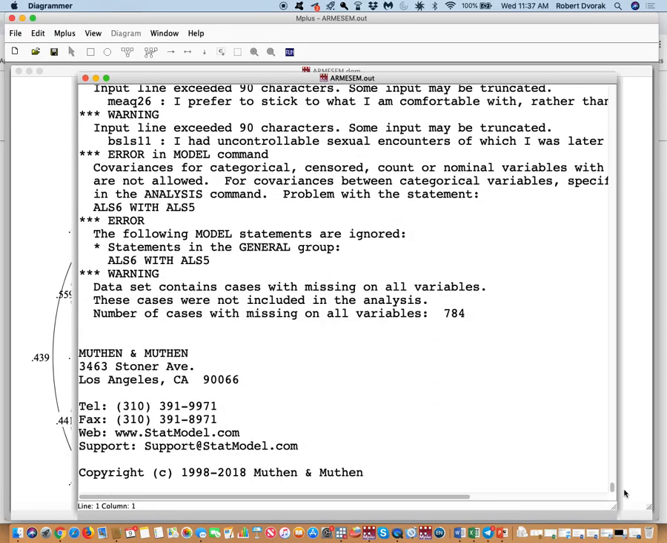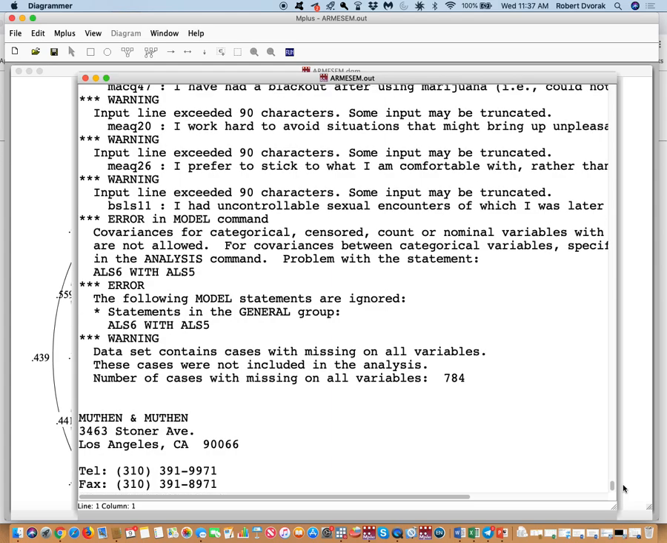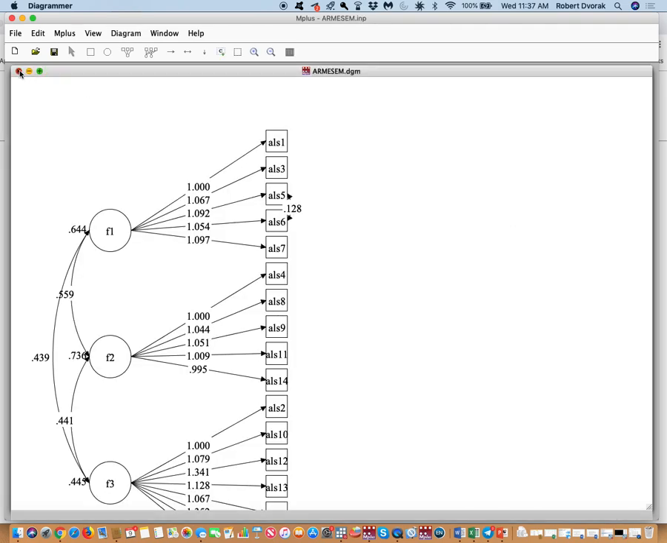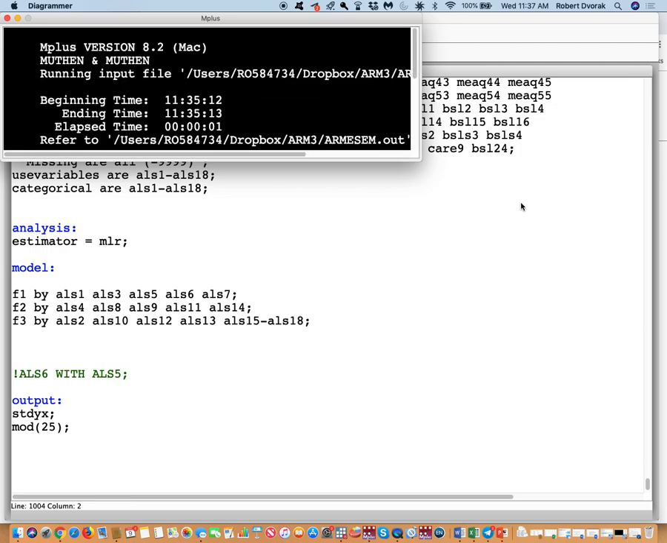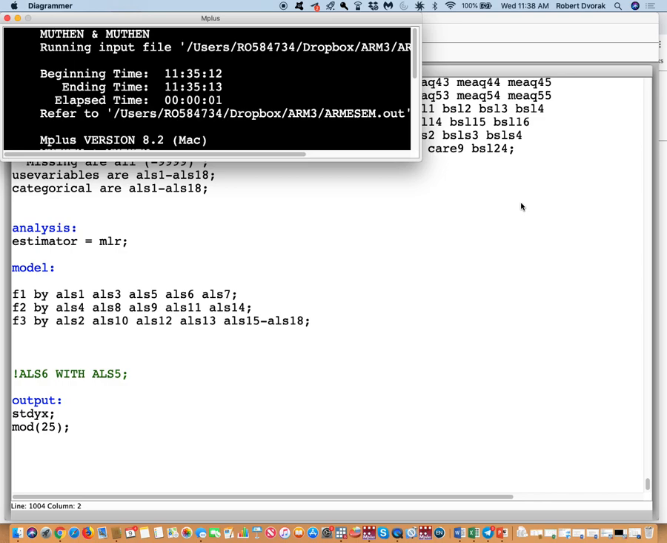I think it will. Huh. Covariances for categorical censored. Oh, yeah. So WLSMV will allow you to correlate categorical variables. MLR will not. And if you specify categorical with MLR, you're going to wait a little while because it takes a while to calculate. WLSMV goes a lot faster. It allows you to correlate.